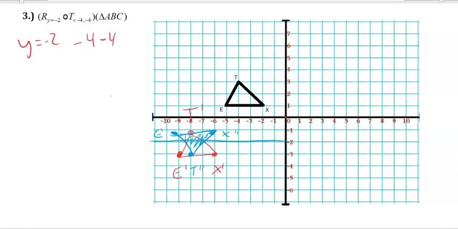Okay, on here, just make sure that you guys are going from right to left, which is kind of strange, but you're going to get used to it. So the first thing you're going to do is you're going to go left by 4 and down by 4, which I did, and that got me to T prime, E prime, X prime, which is my red figure.